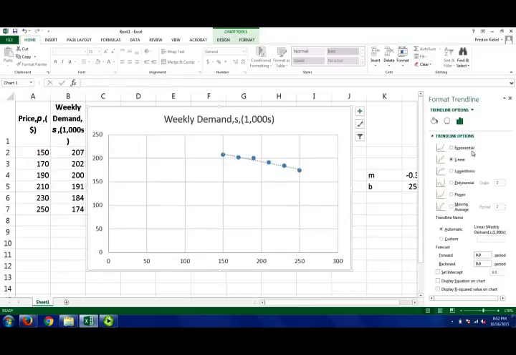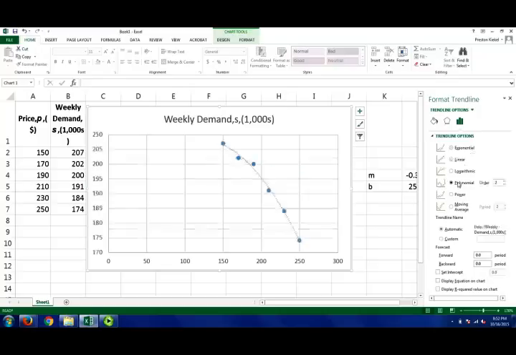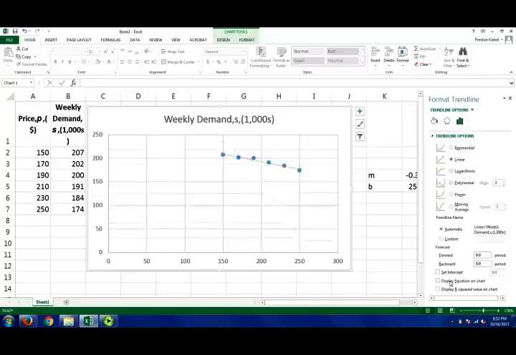This particular one is a linear. The only other thing we're learning in this class would be polynomial if we wanted to fit a quadratic model to it. But let's stick to a linear, and I can say display the equation on the chart. I can also display the r-squared value. And then maybe I don't want it to be a blue dash line. Maybe I want it to be a solid line. So I can change that property as well.